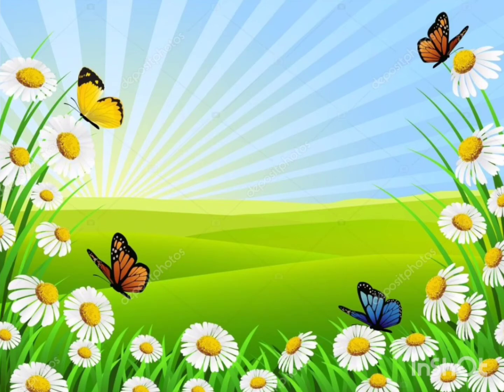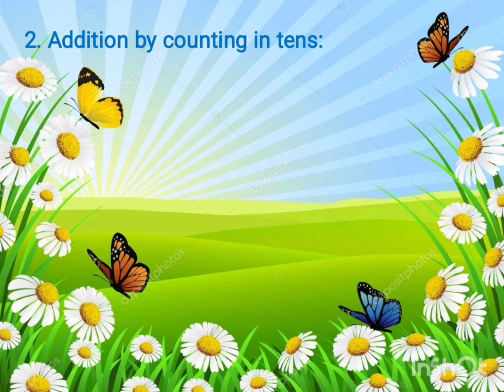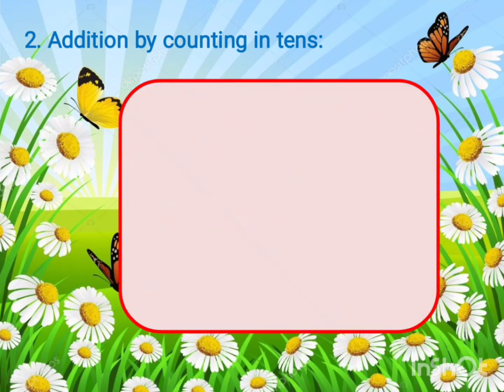Children, let us learn the steps of addition by counting in tens. Let us understand it with the help of the given example. 27 plus 35. In this method, the first addend will be written as it is. So 27 is written as 27.